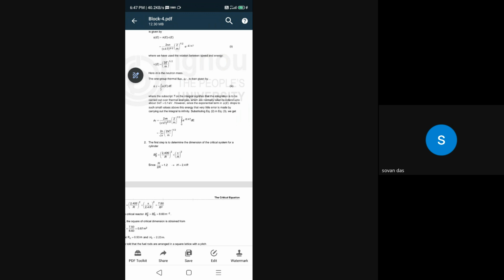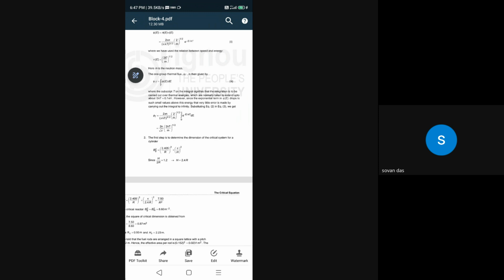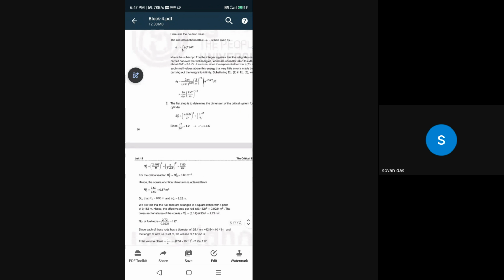So phi t is equal to 2n by root over pi multiplied by root over 2kt by m. So your first step is to determine the dimension of the critical system for a cylinder. So your Bg square is equal to (2.405 by r) square plus (pi by h) square. So your h by 2r is equal to 1.2. So h will be 2.4r.